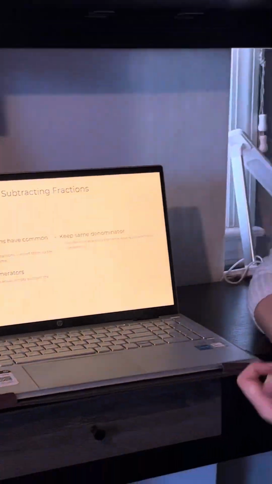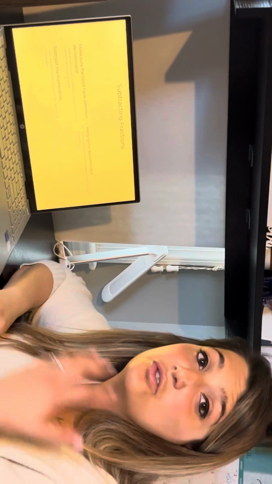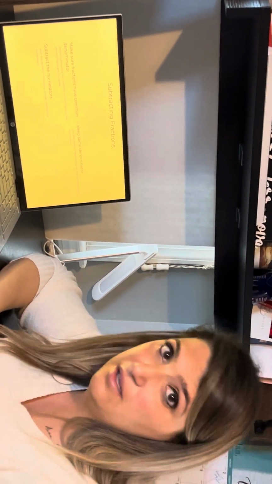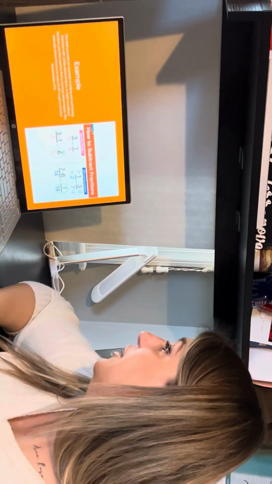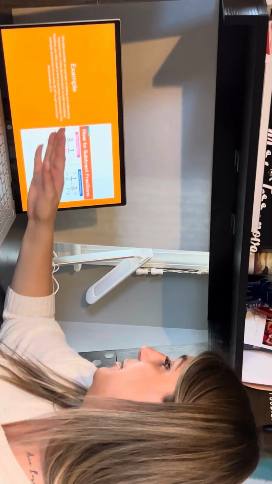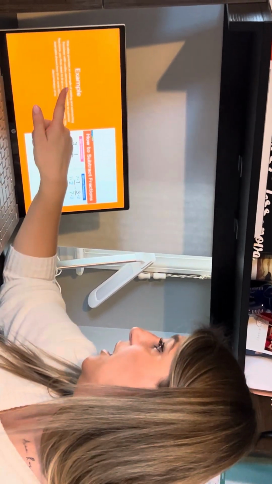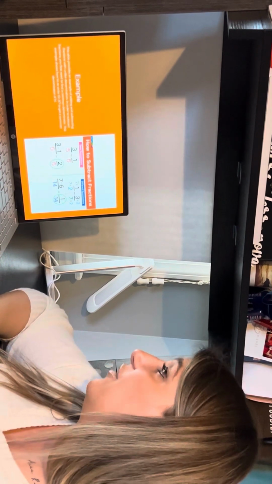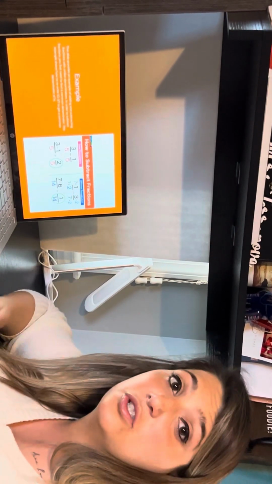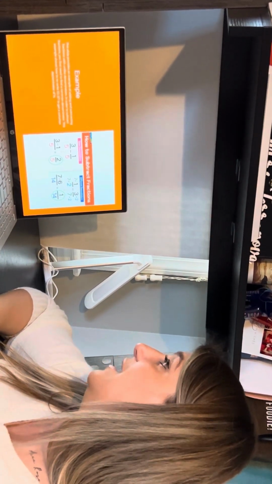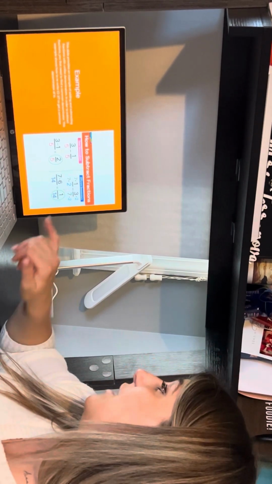Okay, subtracting fractions is very similar. You have to make sure they have the common denominator, keep the denominator, and then the only difference is that you're subtracting the numerators instead of adding the numerators. Okay, here's an example. In order to subtract fractions, you first need to find the common denominator, which we said you do as well for adding fractions. And then you just subtract the numerators.